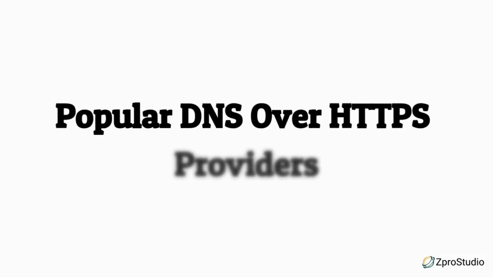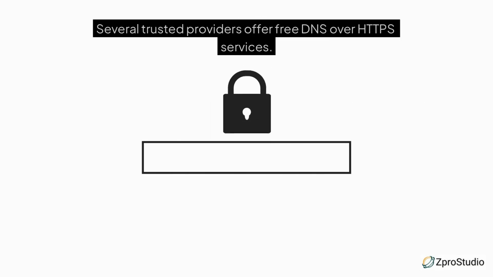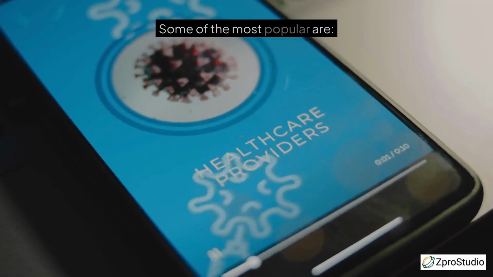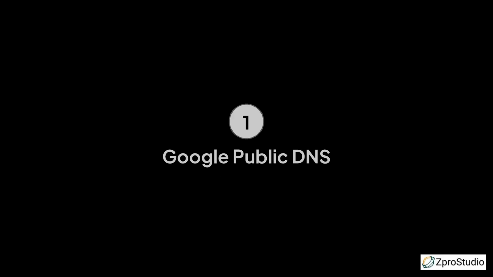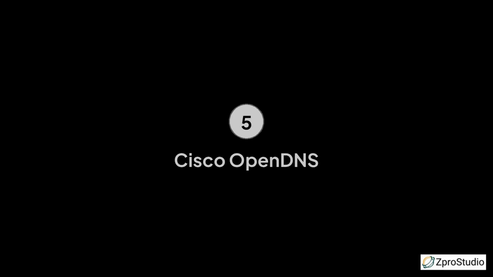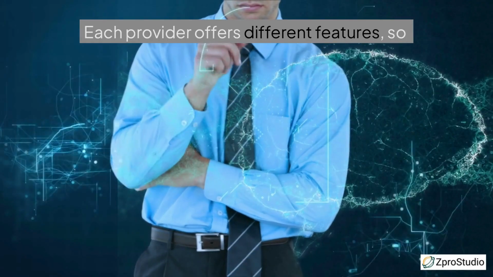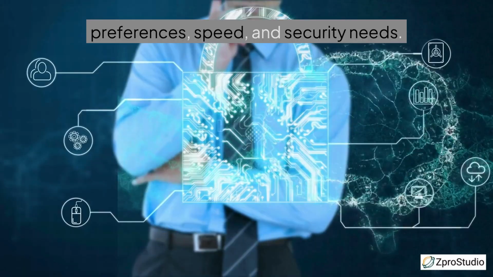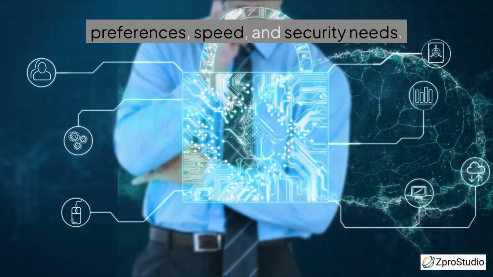Popular DNS over HTTPS providers. Several trusted providers offer free DNS over HTTPS services. Some of the most popular are Google Public DNS, Cloudflare, Quad9, NextDNS, and Cisco OpenDNS. Each provider offers different features, so choose one based on your privacy preferences, speed, and security needs.